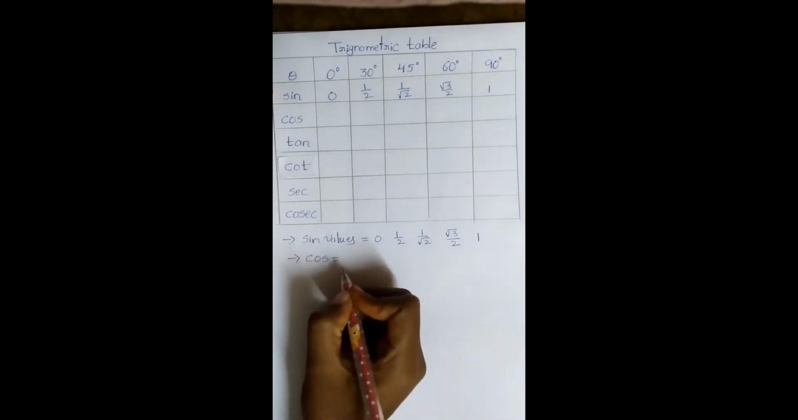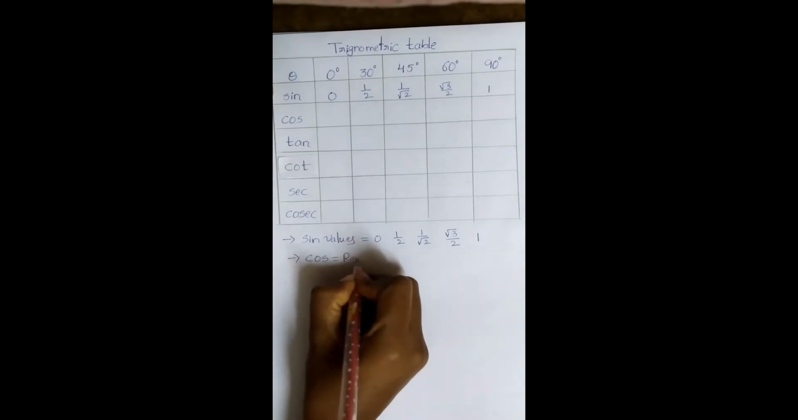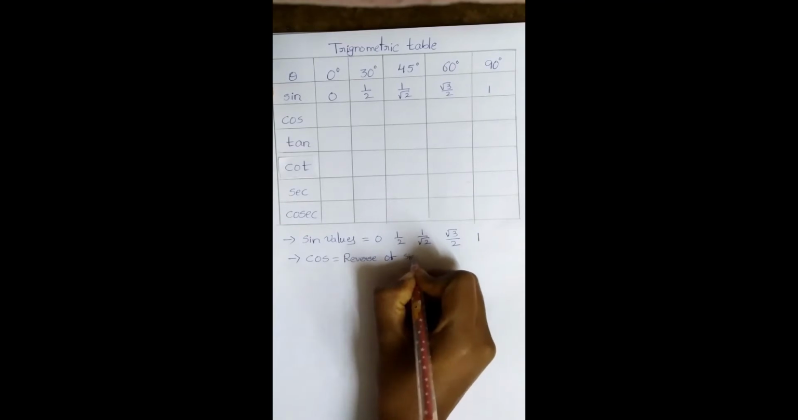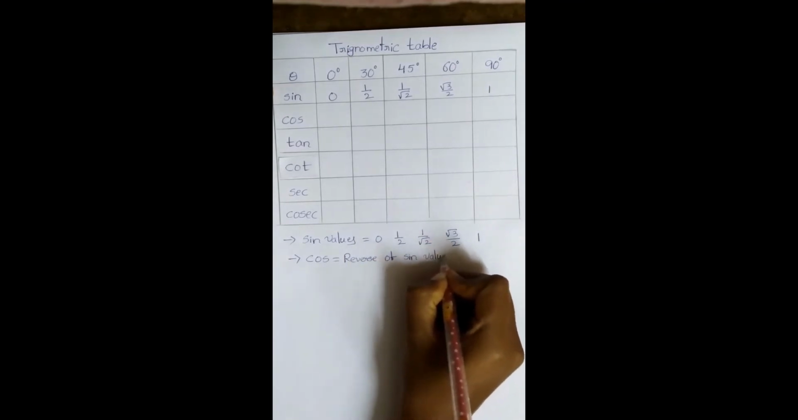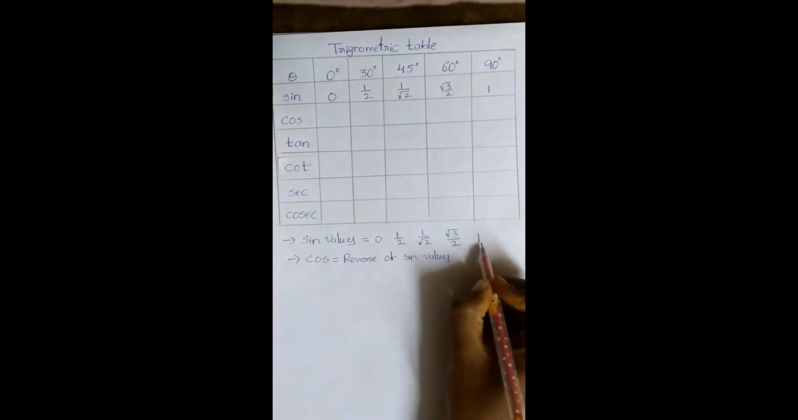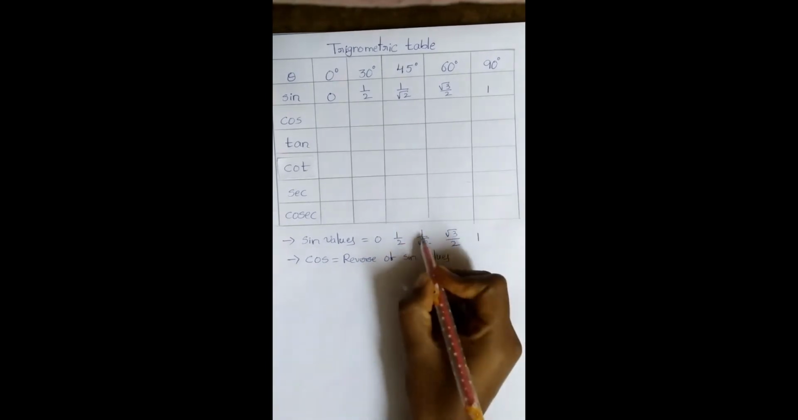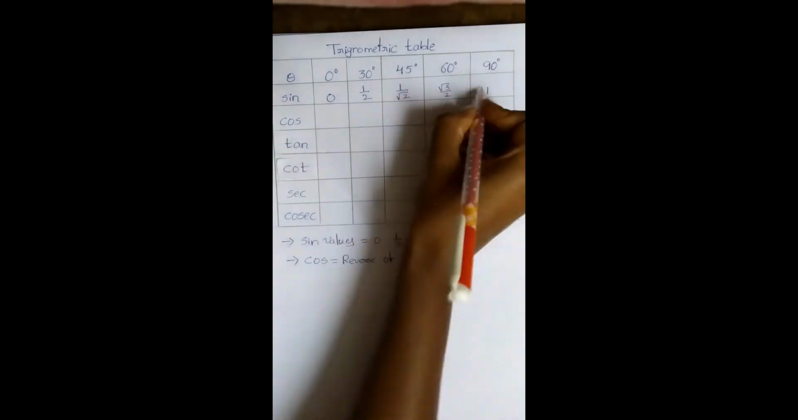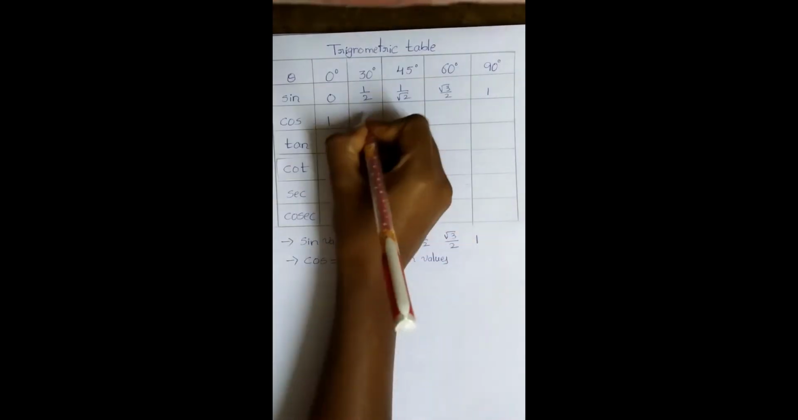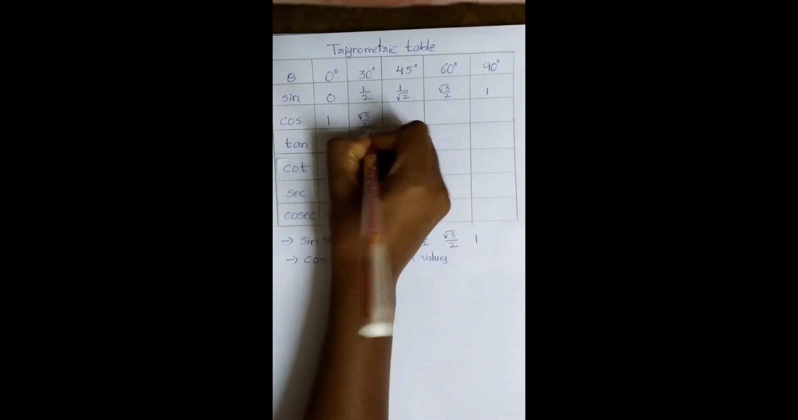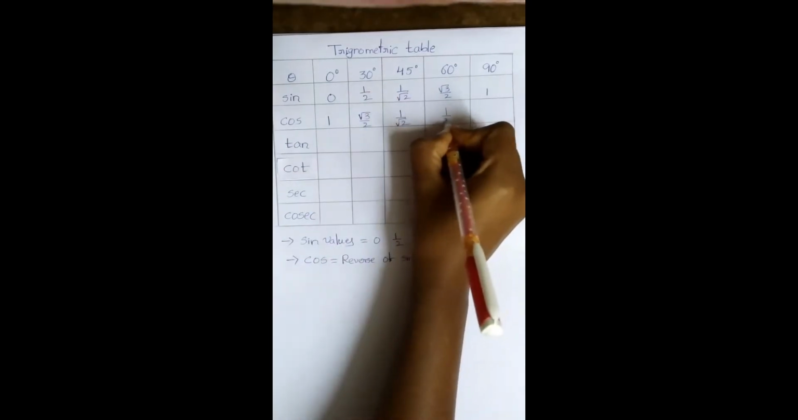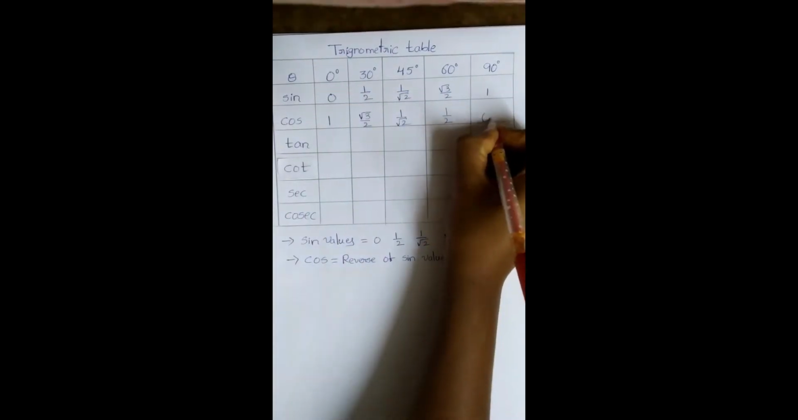Cos is nothing but a reverse of the sine values. Reverse of sine values are 1, root 3 by 2, 1 by root 2, 1 by 2, 0. Right, here this one and root 3 by 2, 1 by root 2, 1 by 2 and 0.